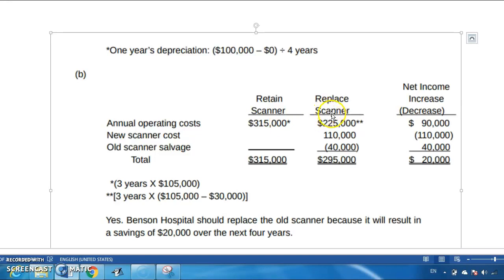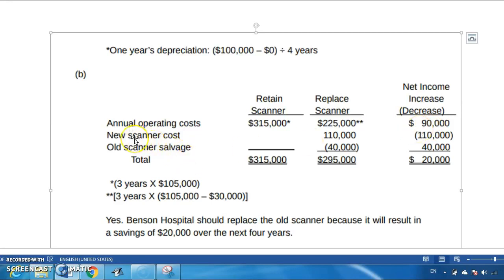Then if they replace the scanner with a new one, the annual operating cost is going to be $225,000, which is, if you multiply this amount, 75,000, if you remember, by 3 years, is going to give you 225,000. So this is going to be the annual operating cost for the new scanner, if the hospital agrees to replace their scanner with the new one. Then that will amount to a net income increase of $90,000.